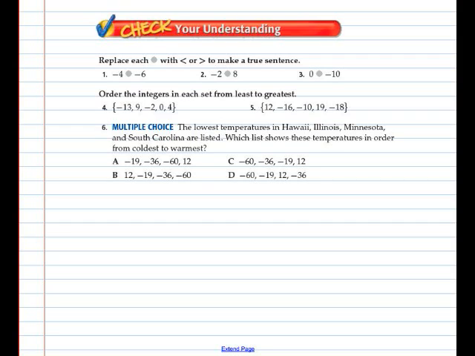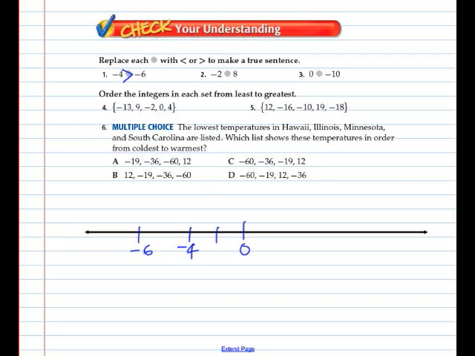Replace each circle with less than or greater than to make these a true statement. Let's draw our number line. 0 here, -4, -6. Because -4 is to the right of -6, it's greater than -6.